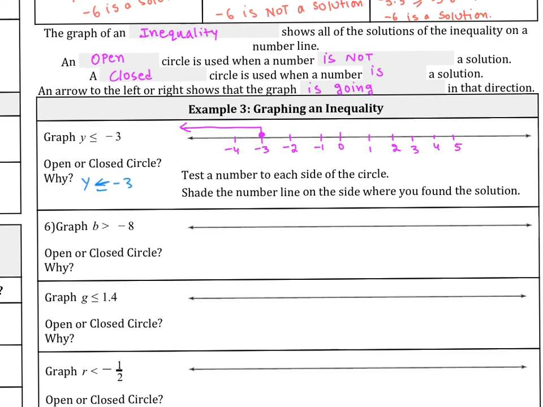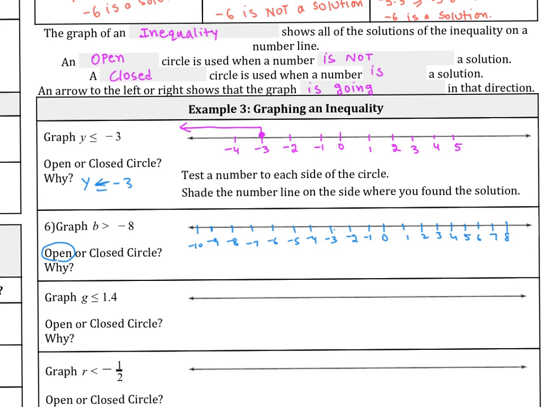Okay, now let's discuss the graph of b greater than -8. Now this is just greater than, so it's going to be an open circle, so that's going to be an open circle right here. Now we're going to make a number line. So it's saying b is greater than -8.